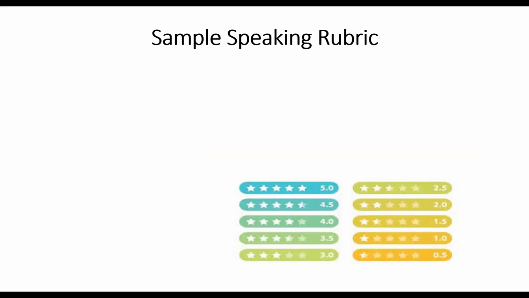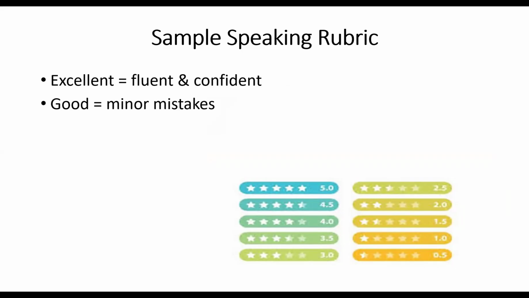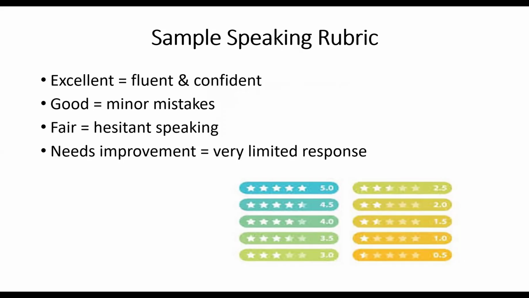This is a sample speaking rubric. I think we have different types of speaking rubrics. We have excellent, if the student can speak fluently and confidently. Good, the student can speak, but there seem to be minor mistakes. Fair, hesitant speaking, they speak with some pauses, for example. Needs improvement, very limited responses. So this is only one example of a speaking rubric.